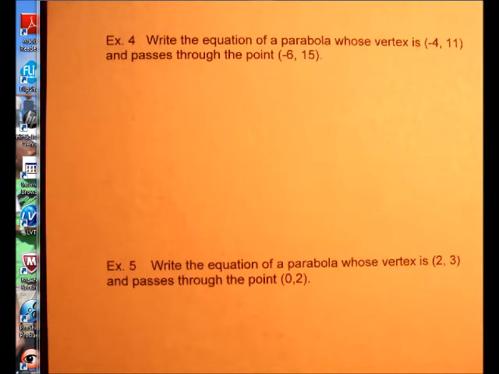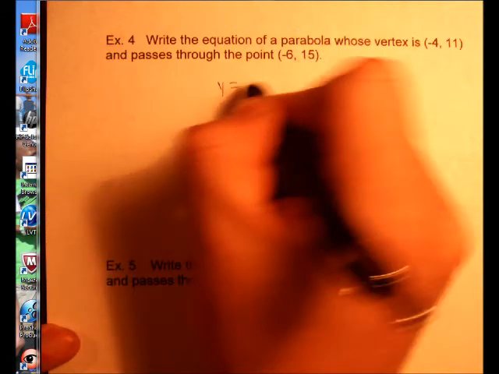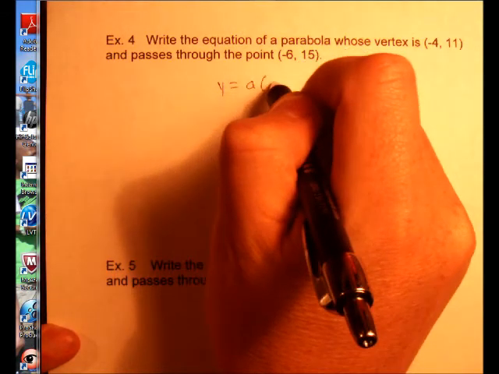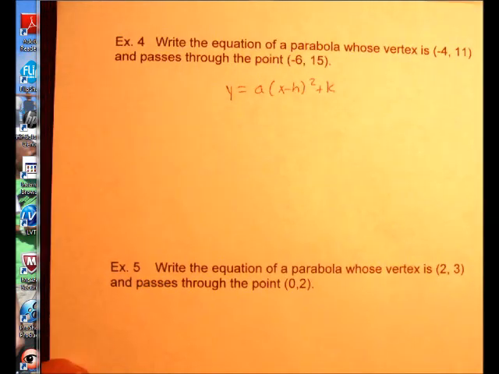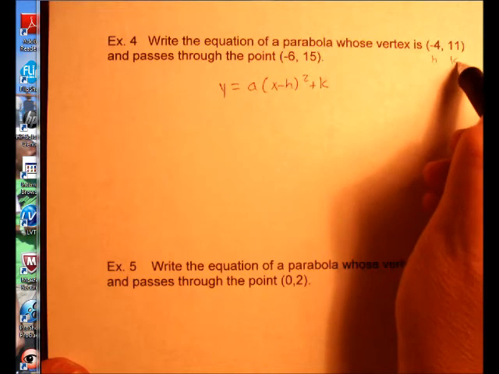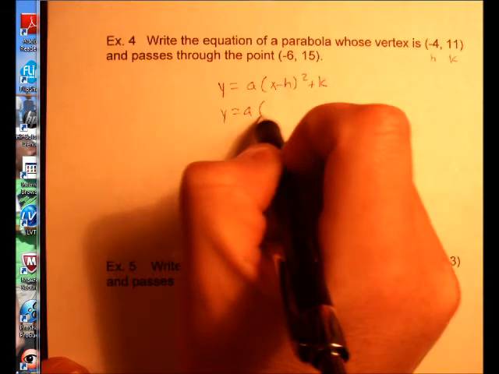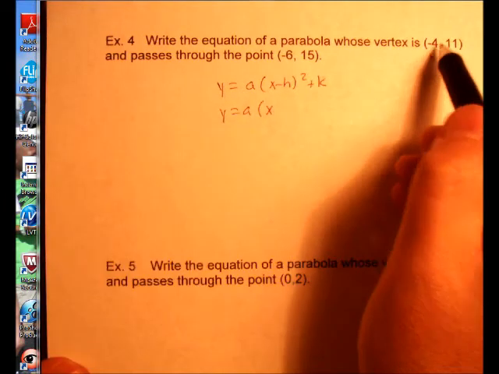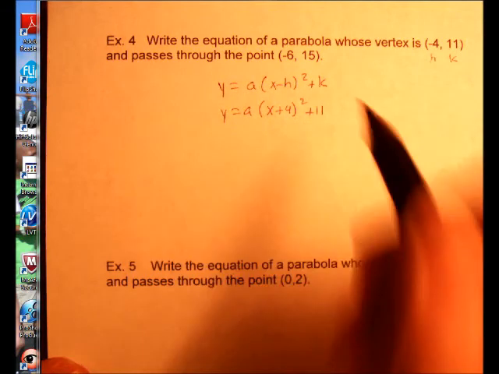It says write the equation of the parabola whose vertex is (-4, 11) and passes through the point (-6, 15). So let's start with that vertex form of the equation. y is equal to a(x minus h) squared plus k. And we know the vertex is h and k, right? So I can just plug that right in. Let's just keep everything else there. x minus negative 4 would be x plus 4, and then plus 11.